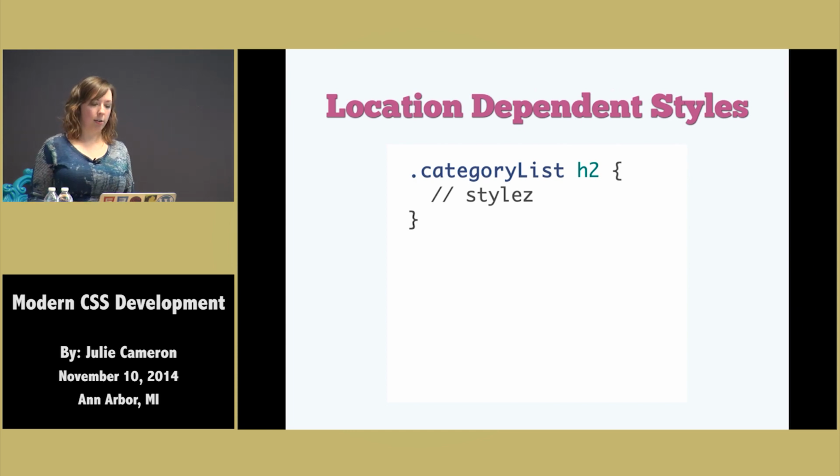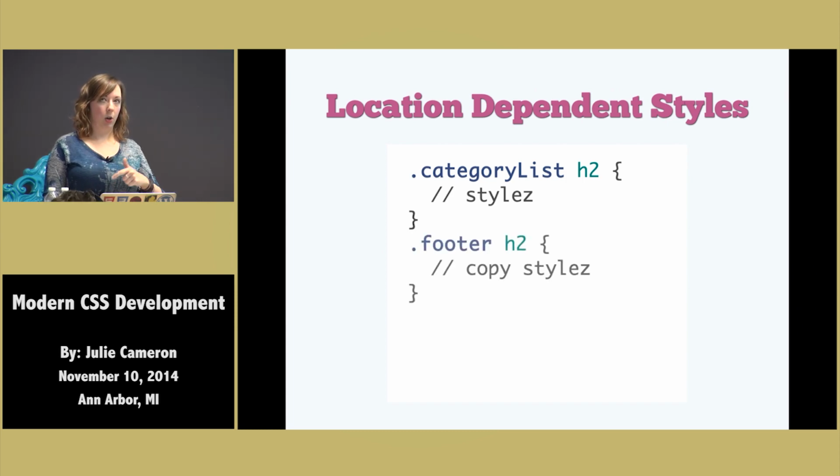So let's say we've got this category list, just a listing of categories. Maybe it's in a sidebar or something, and it's got a header. The header just says categories or something like that. What if we wanted to get these exact same styles on an H2 in the footer? What would we do? What if we had a 5,000 line CSS file and we wanted these header styles on a footer header? We'd probably just copy and paste them, which is fine if you're dealing with a 5,000 line file.